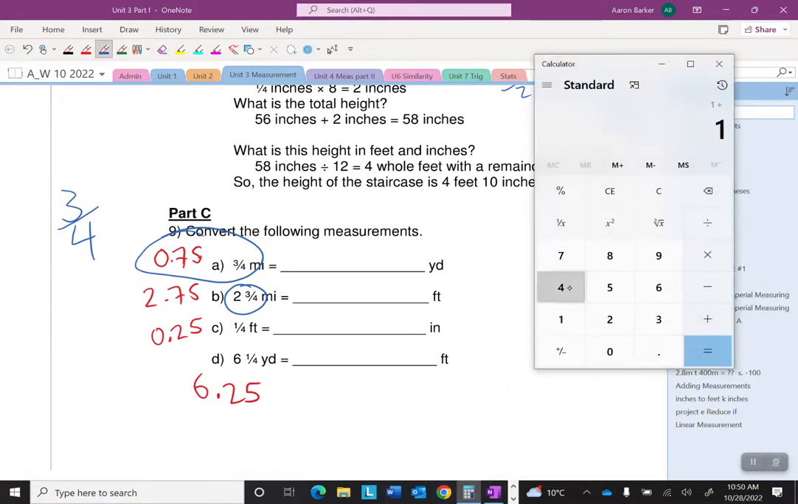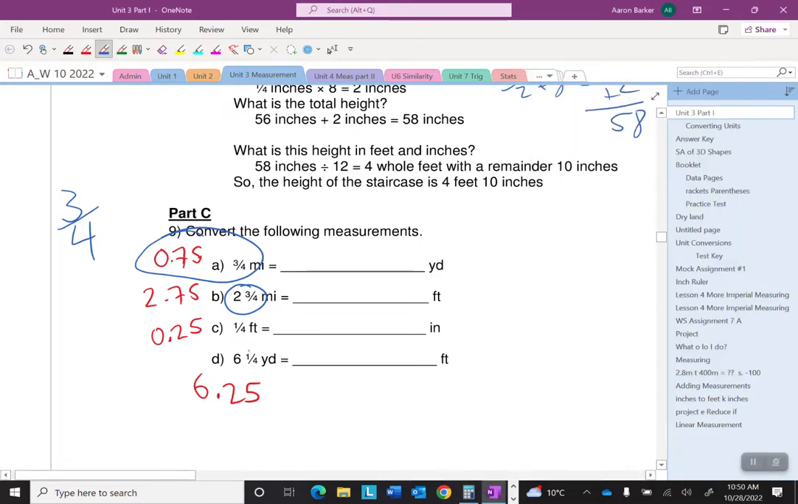Okay. 1/4, how would you do that division? 1 divided by 4, just like up above, 0.25. So then 6 1/4 is 6 as your whole number and 0.25. Okay. Any questions about this one?